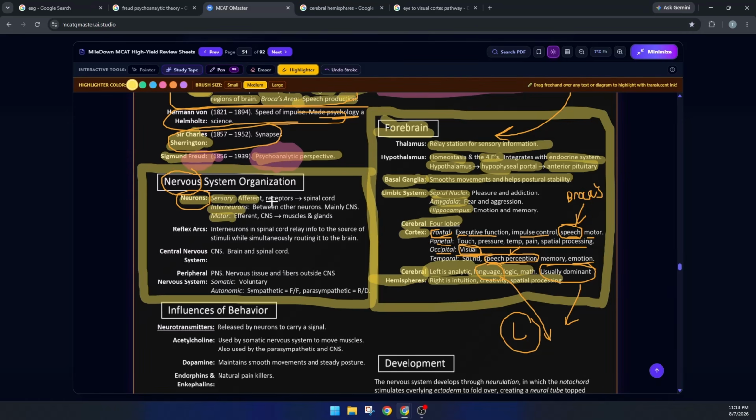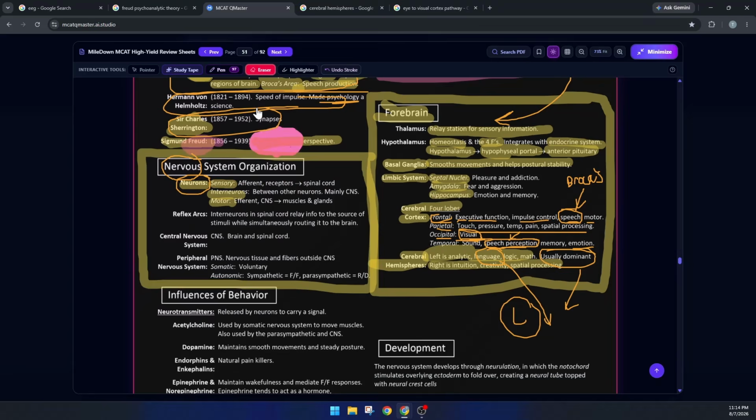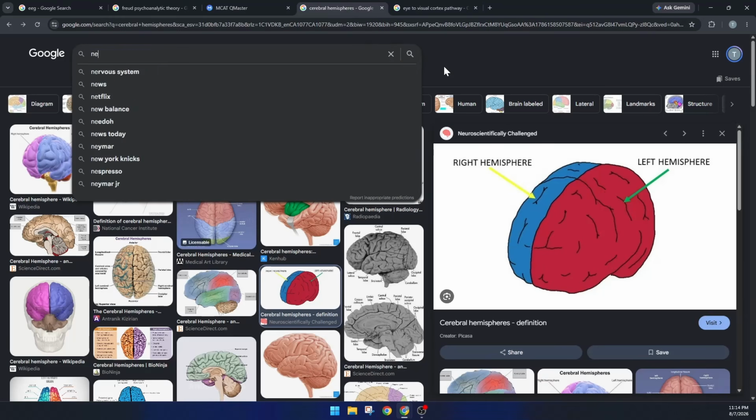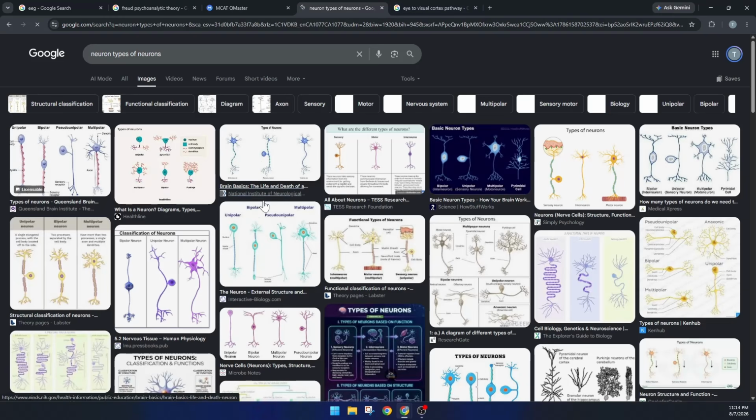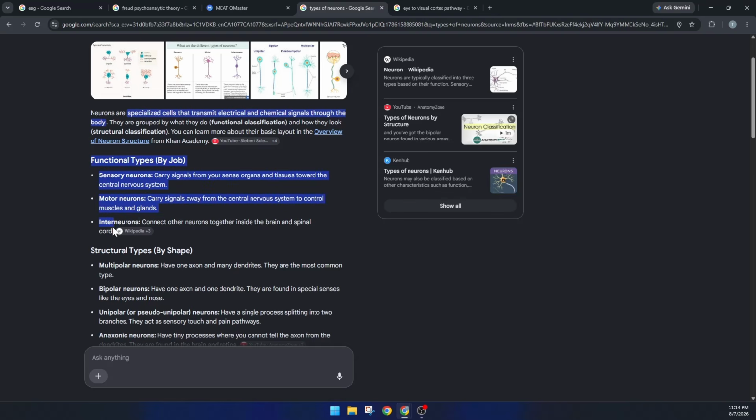So it says sensory, afferent, receptors, spinal cord. It's hard to actually learn from this review sheet alone. I recommend you go onto Google and type in neurons and types of neurons like this. Okay, so here are the types of neurons. I just typed in types of neurons in Google, right? And then it'll give you types of neurons.